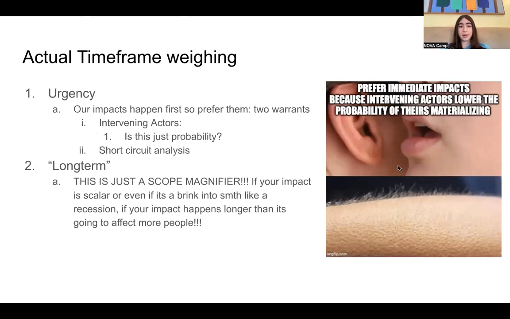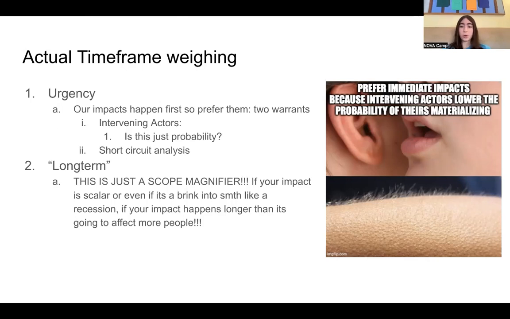So let's look at actual time frame weighing. I think this happens on two levels. First is urgency. So you can argue that since our impacts happen first, you prefer them. And that can happen in two different ways. First is intervening actors. I was going to write an example of what this means, but I'm just going to explain it. I think this is honestly the best type of weighing.